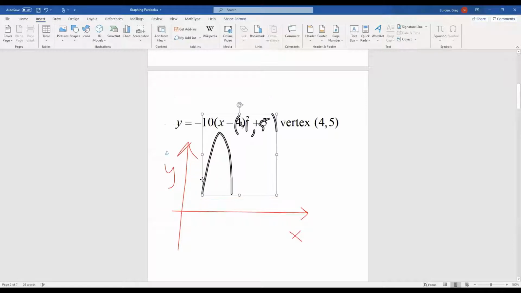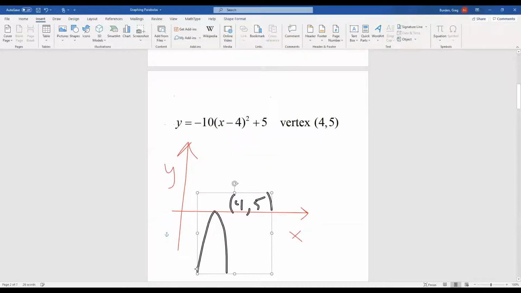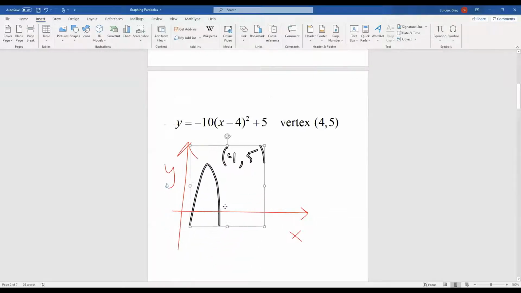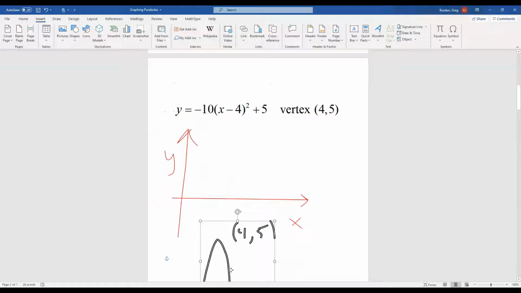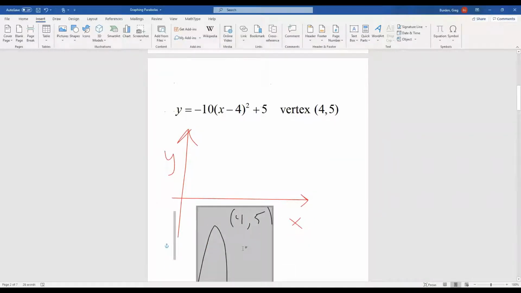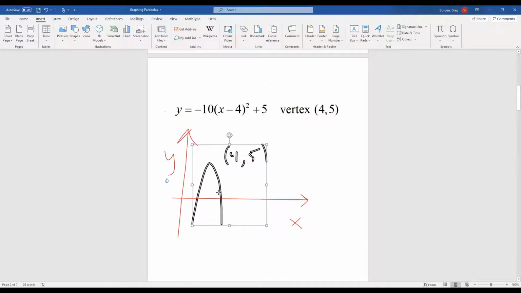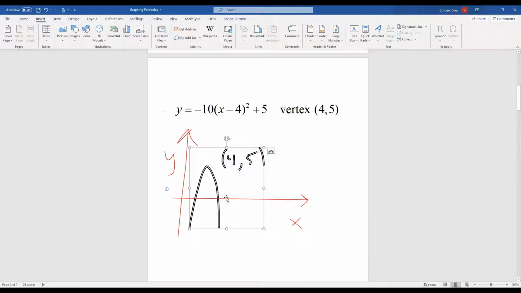2, 1, or none. Anyway, as already mentioned, in the case of negative 10 times the square of (x minus 4), plus 5, we get 2 x-intercepts.